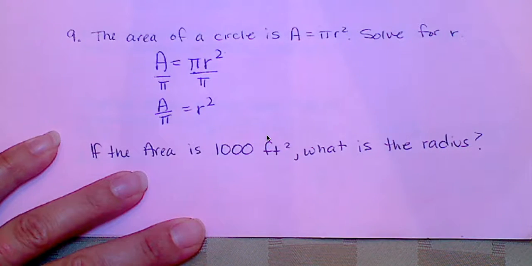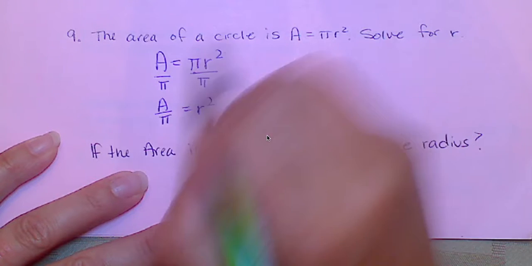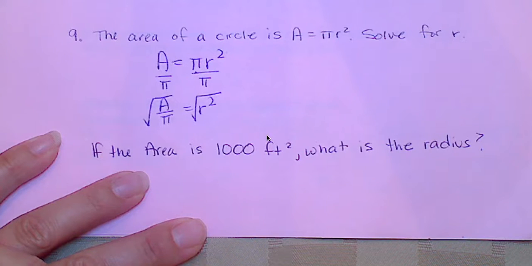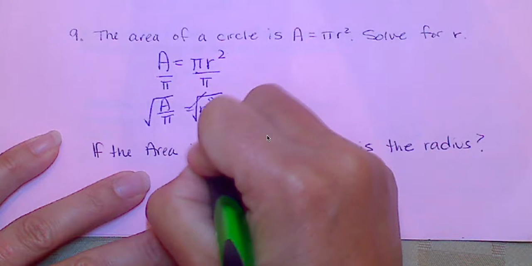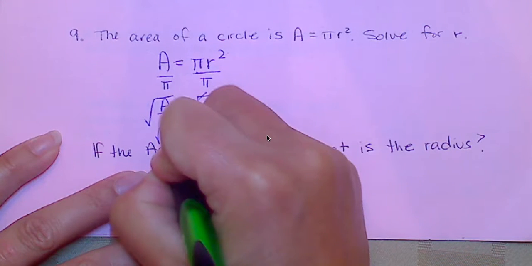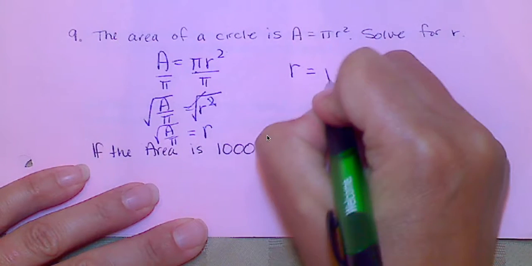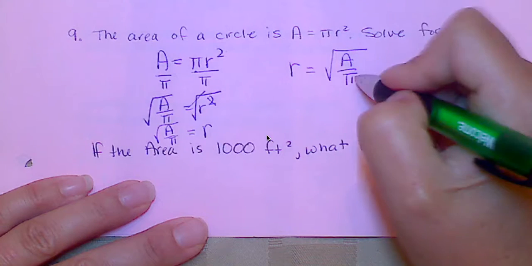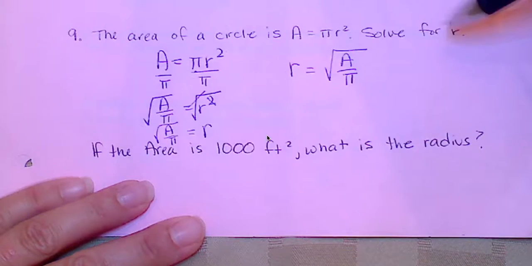So we need to get r totally alone, and the opposite of squaring something is to take the square root of it. So we'll take the square root of both sides, and that square and the square root will cancel, and we'll be left with r equals the square root of A over pi. I'm going to rewrite that. R equals the square root of A over pi. So a little trickier, but once you've seen it, it's not so bad. Now, that is the first step, solving for r.